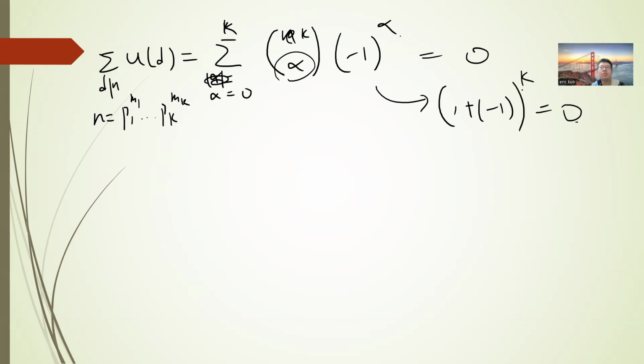Unless k is 0, right? So we show that unless k is 0, which means that the number is 1, the sum is 0. So this means that we show the proof. We just finished the proof.